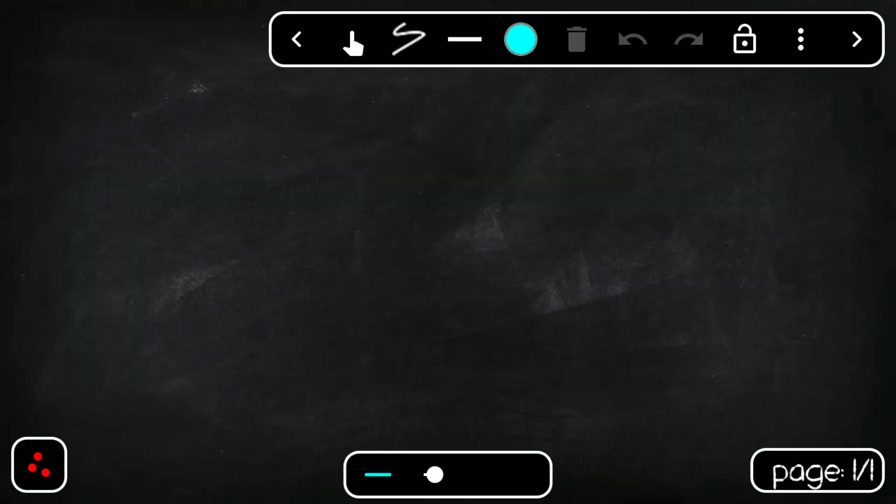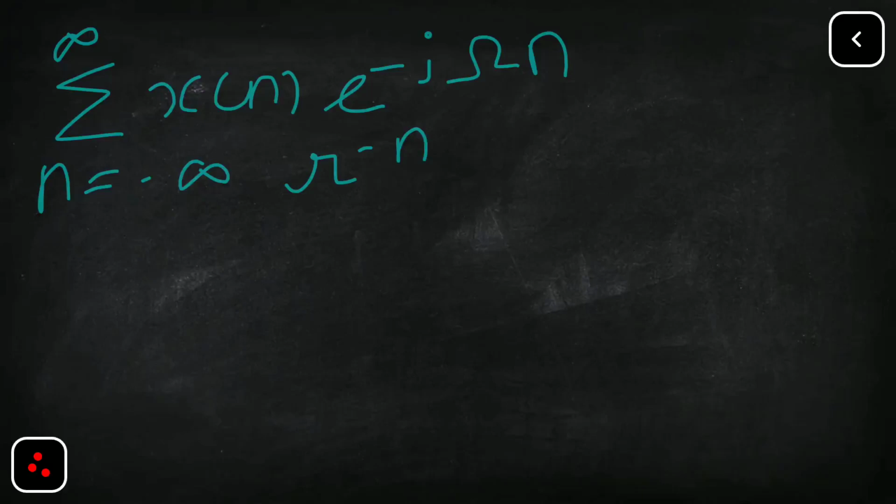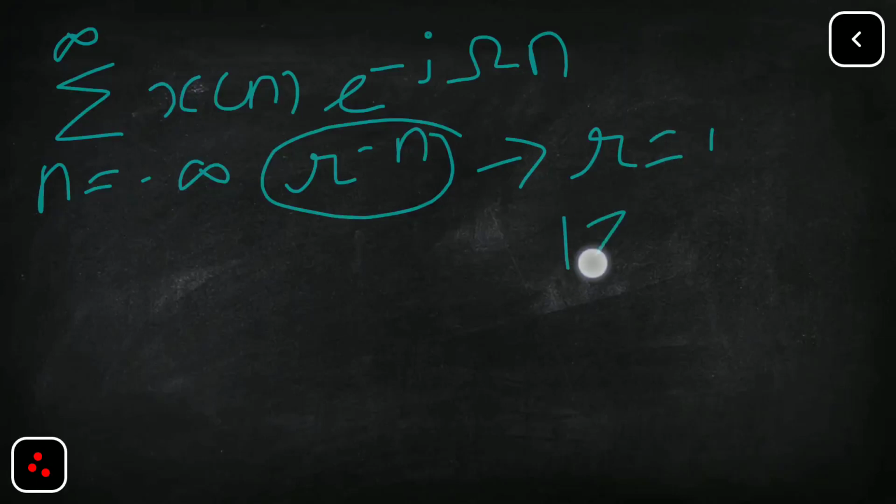Now if you omit r to the power of minus n, you get the equation as the summation from n equal to minus infinity to infinity of x of n into e to the power of minus j omega n. Here we omitted r to the power of minus n. It was there, you saw, right? We omitted that because r is equal to 1, so the z modulus also is equal to 1.